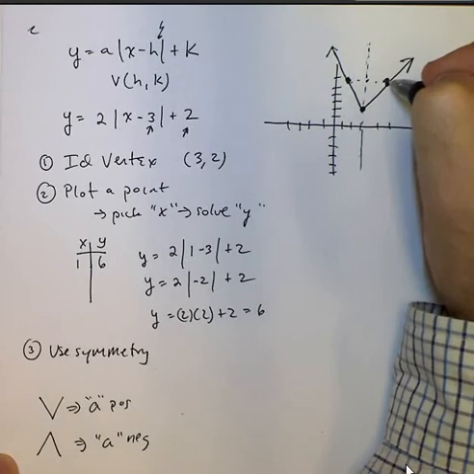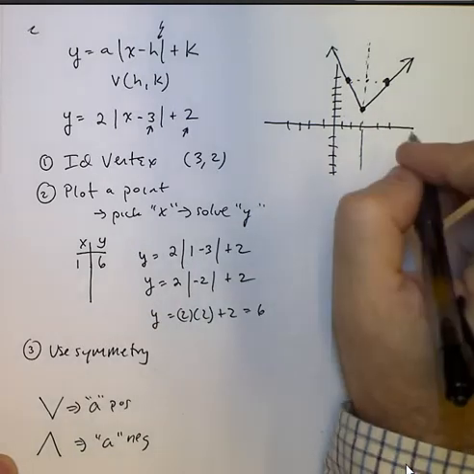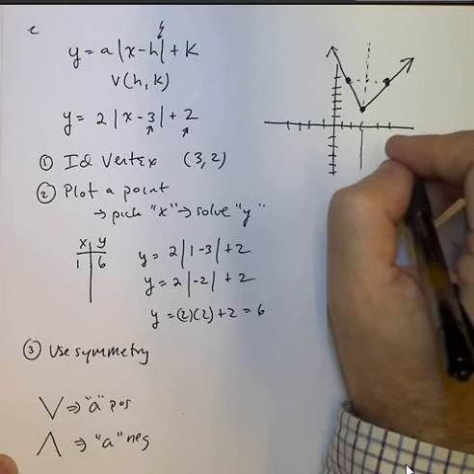Your fourth step is to draw the graph, which we've already done. So that's how you do an absolute value graph. Do those steps, and you'll get it right every time.